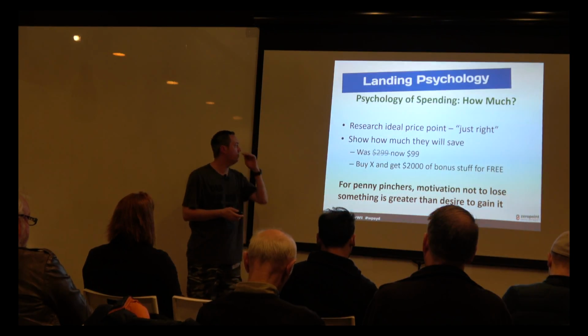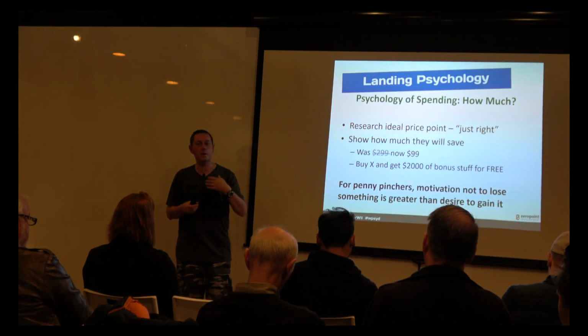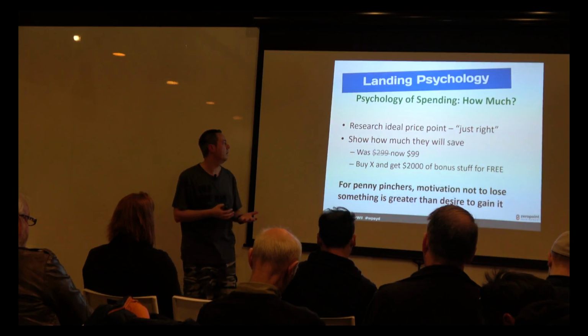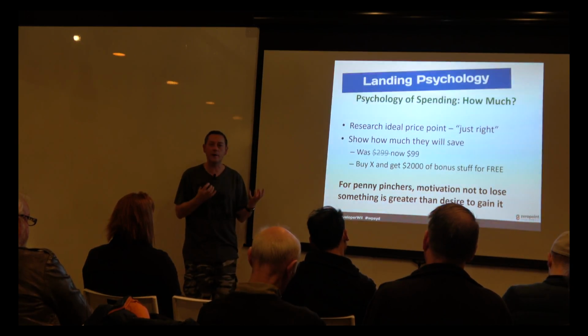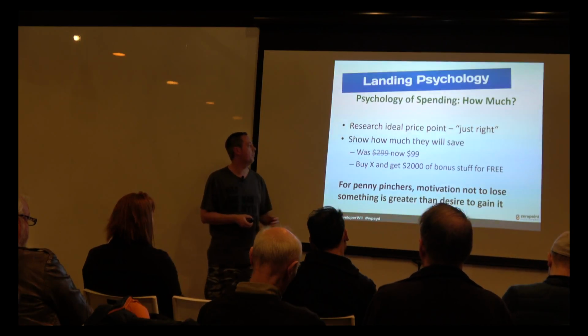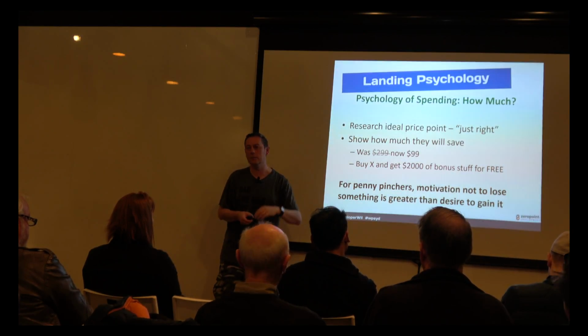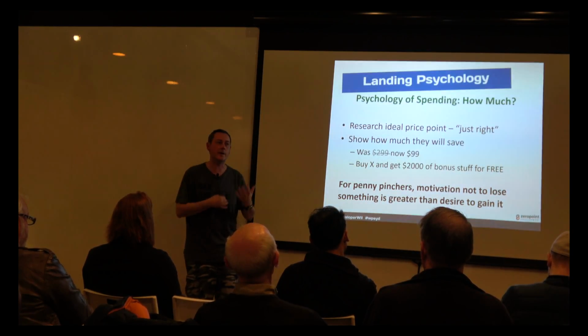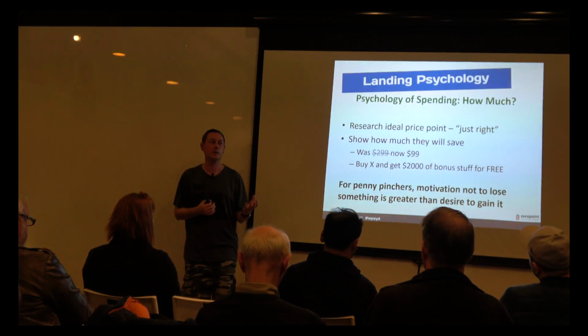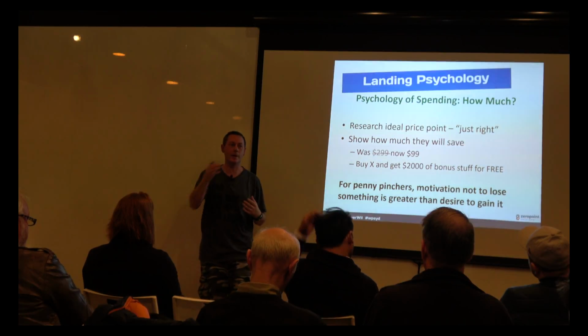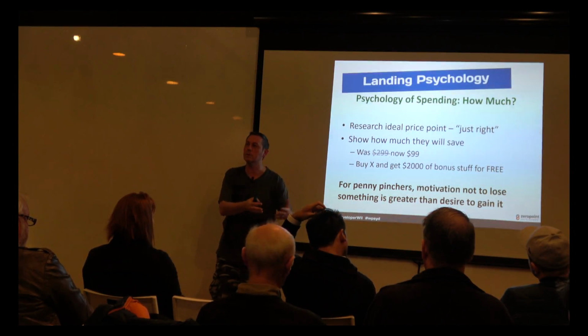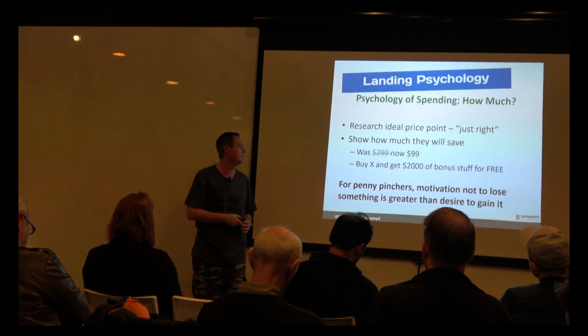Okay. So you want to appeal to how much they're going to save. So it was $299, now it's $99. You know, value add. Buy this and get $2,000 worth of bonus stuff. It's enticing people. People wouldn't normally pay that much, but they can see that they're going to get something else of value. So you're trying to entice those type of people.